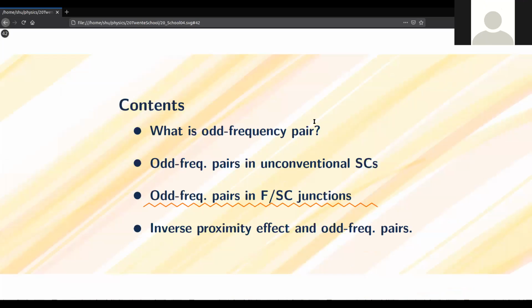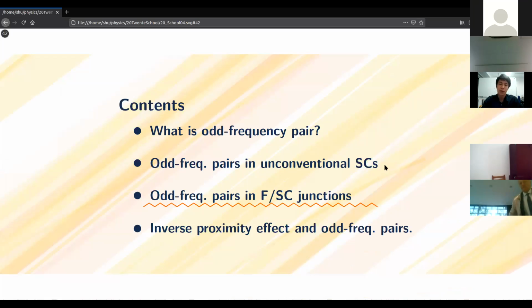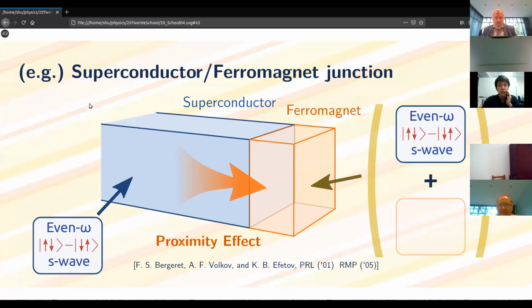In the previous sections, I explained how to generate the odd frequency pairs by changing the orbital part of the Cooper pairs. However, we can also generate the odd frequency pairs by changing the spin structure of the Cooper pairs. So let us focus on this case. Let us first consider the superconductor and ferromagnetic metal junction, as shown here. In this case, of course, the proximity effect occurs.